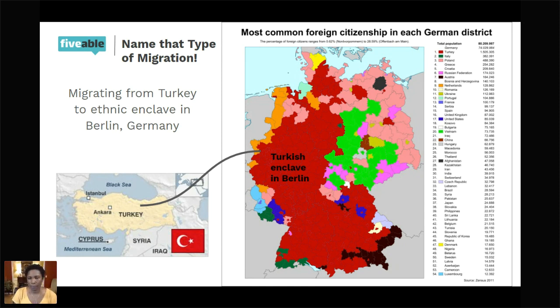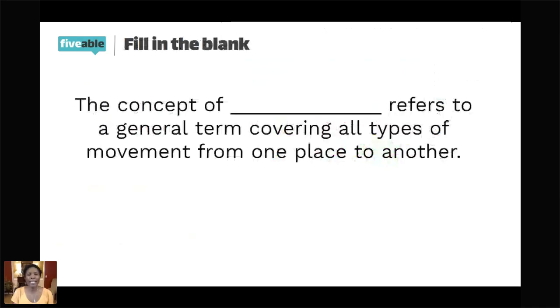All righty, let's keep it moving. 8:57. The concept of blank refers to a general term covering all types of movement from one place to another. It starts with the M. Does anybody know what that concept is called? Just your ability to be able to move means that you are mobile. Let me see if you get it. You should have mobility. All right, let's keep it moving. Yes, Bridget, thank you. Mobility, perfect.